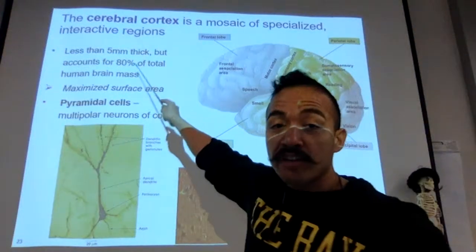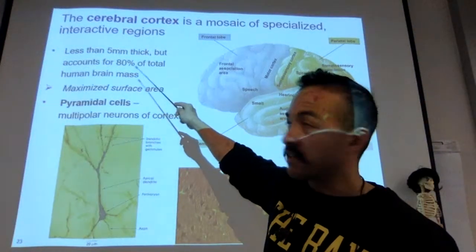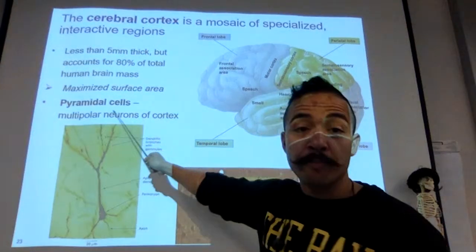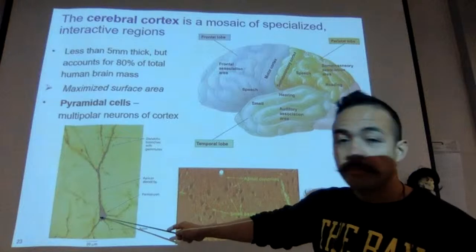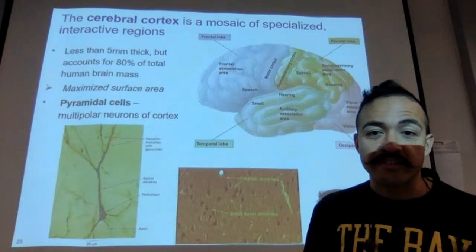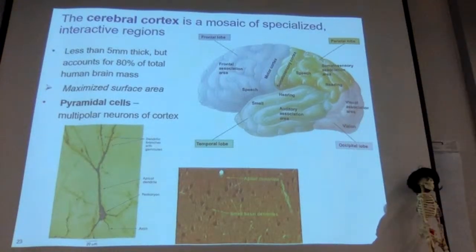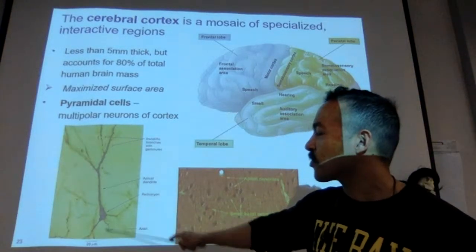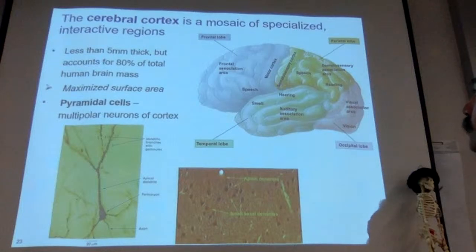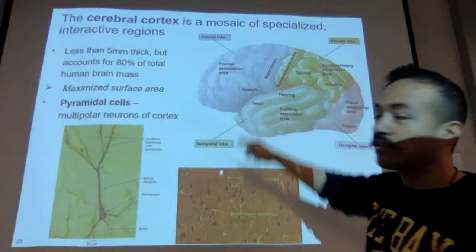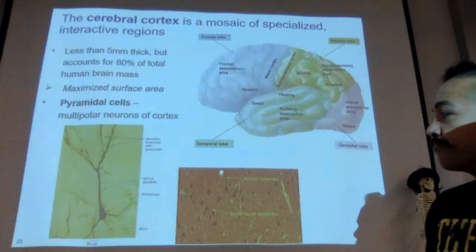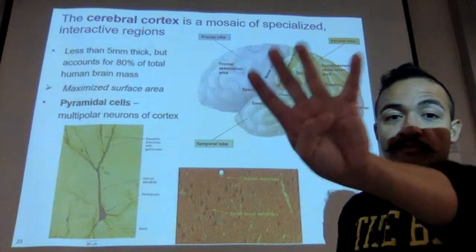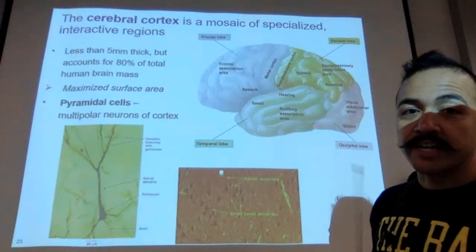So we're packing a ton of neurons into a small space so that we can maximize efficiency, maximizing surface area. Remember those pyramidal cells that I showed you the other day? Pyramidal cells are what you find in the cortex. They've got prominent branches of dendrites, and they have axons, of course, because they're multipolar cells, multipolar interneurons. You find them all over the cortex. There are four lobes of the cerebral cortex.